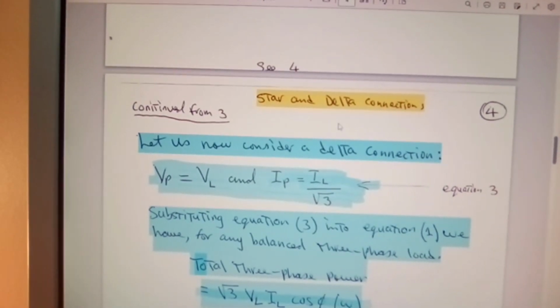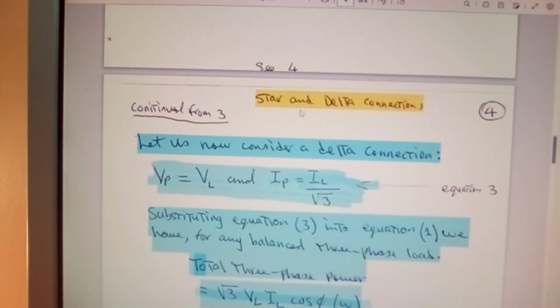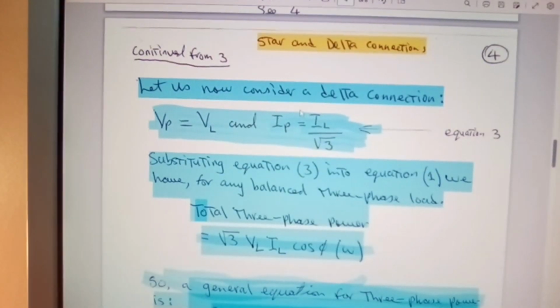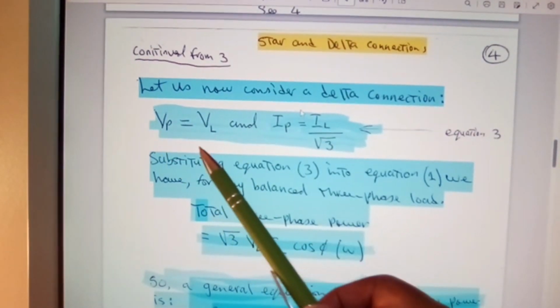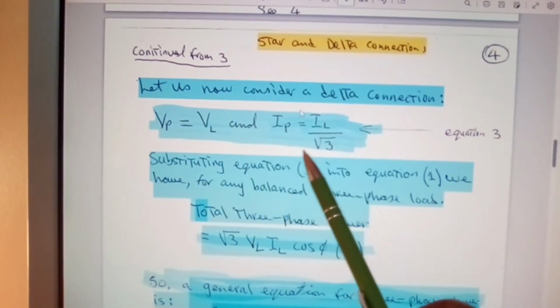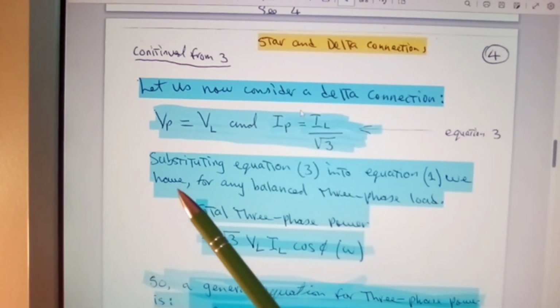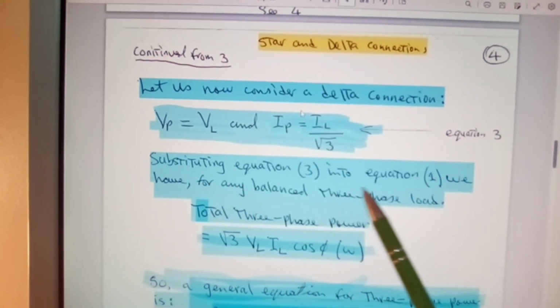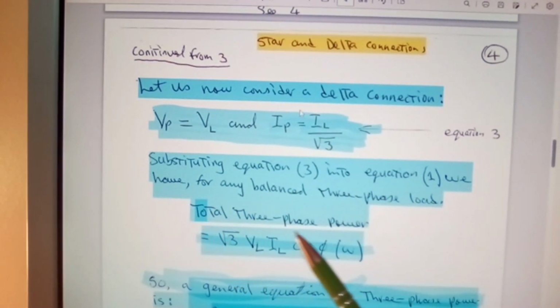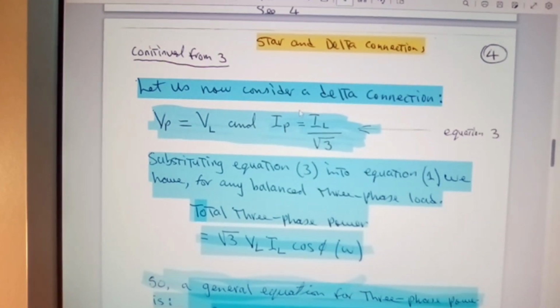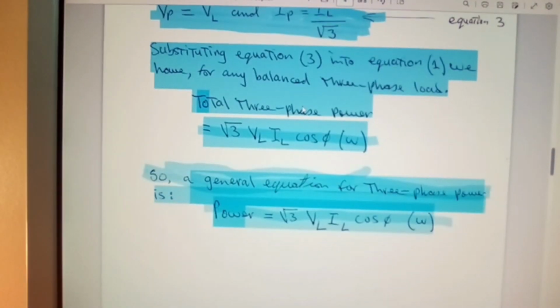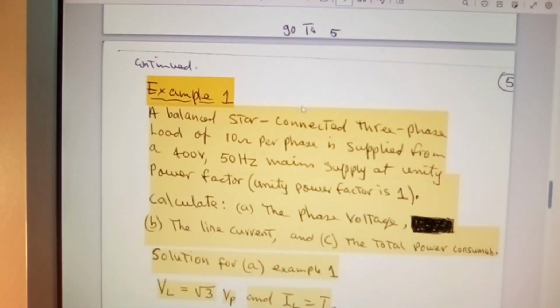Now let us continue. Let us consider the delta connection. VP equals VL and IP equals IL over square root of 3. Substituting equation 3 into equation 1, we have for any balanced three-phase load. I think I've covered this bit already, so I'm just recapping. Let's go down and look at example 1.